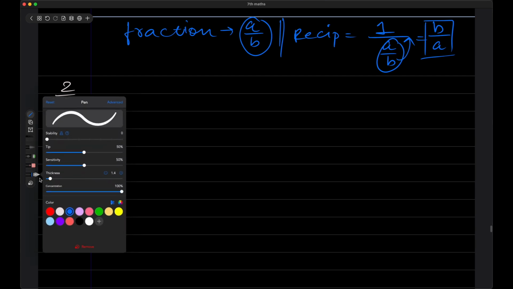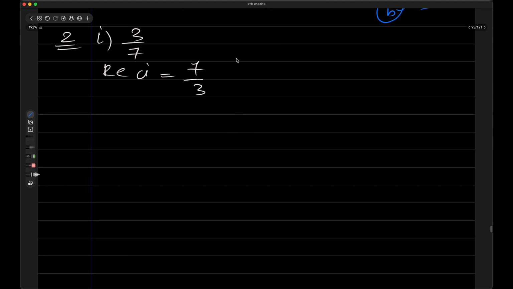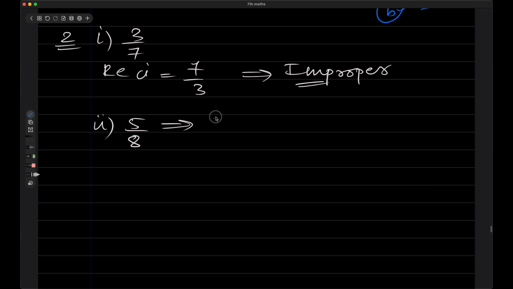So starting from the first, 3 divided by 7, the reciprocal equals 7 divided by 3, and this is an improper fraction. Second, 5 divided by 8, and the reciprocal will be 8 divided by 5, and this is also an improper fraction.